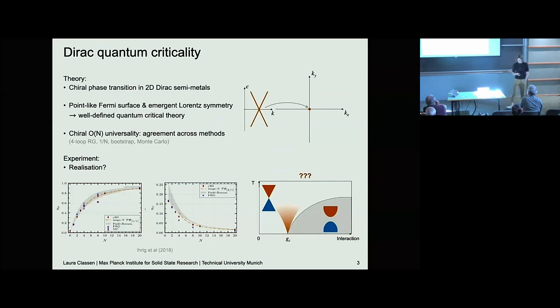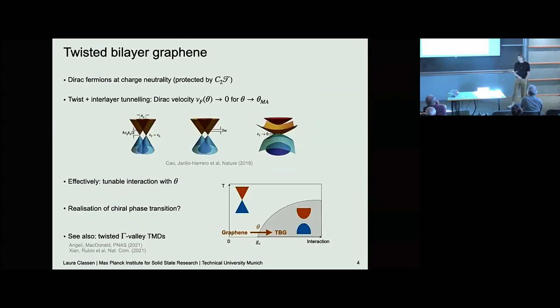So far I would say it's not yet clear if this has been seen or can be seen somewhere. But I think there is a hot candidate, and this is twisted bilayer graphene, because here we do have Dirac fermions at charge neutrality, and in fact they are protected by a certain C2T symmetry. Because of the twist together with interlayer tunneling, we can tune the velocity of these Dirac fermions, and as you all know, close to a magic angle, this velocity vanishes.